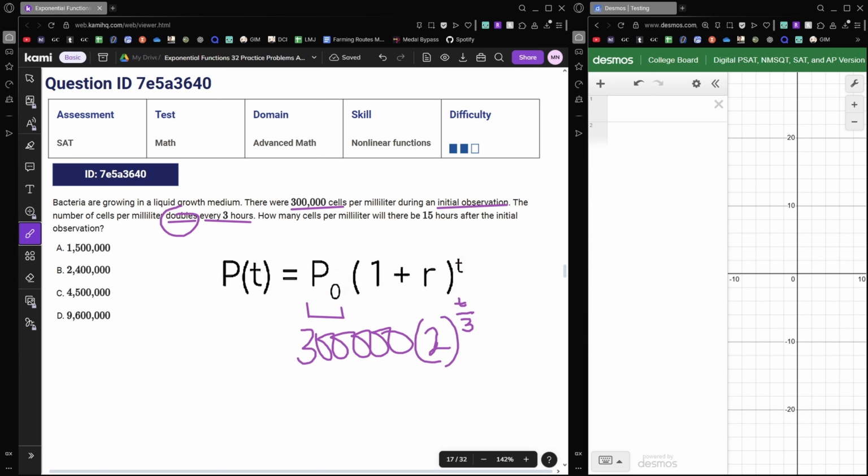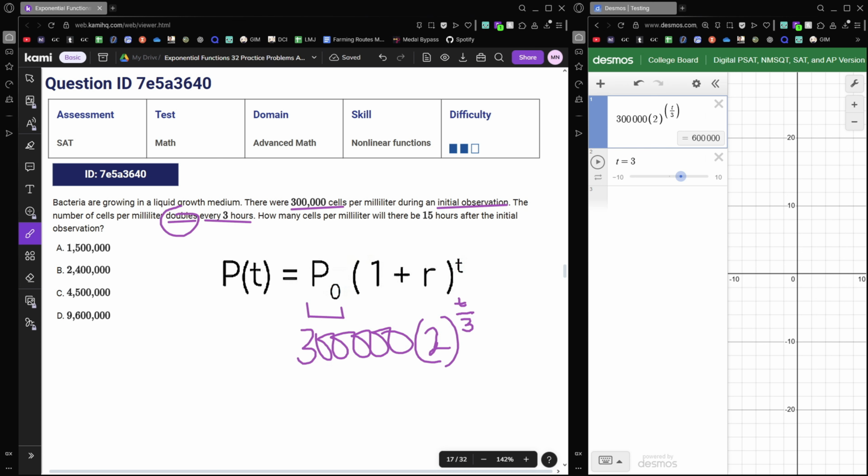Now just like I did in the previous question, let me show you what it looks like in Desmos. So here it is in Desmos, and if t is 1, which means after 1 hour, it will be that amount. And then if we change t to 3, after 3 hours, it will be double, which matches up with what the question says. Now if we didn't put t over 3, then after 3 hours, it would be 2.4 million, which is actually 8 times the amount. So you definitely want to make sure to put it over 3 when it says it doubles every 3 hours.